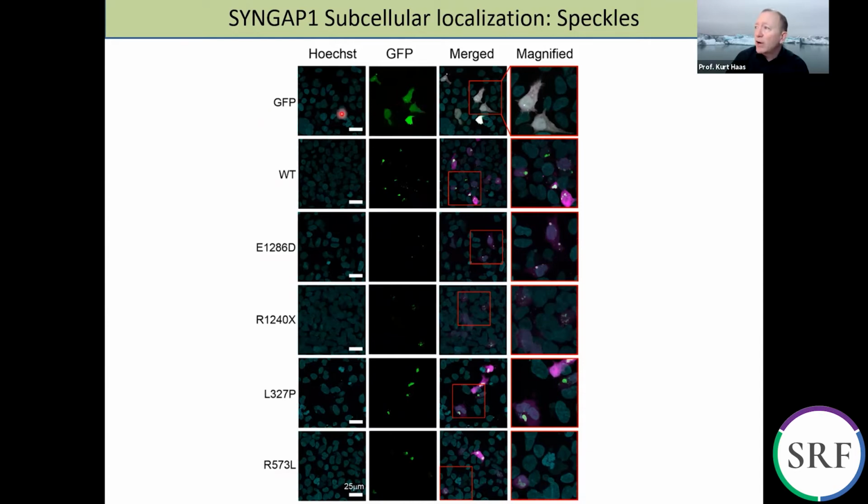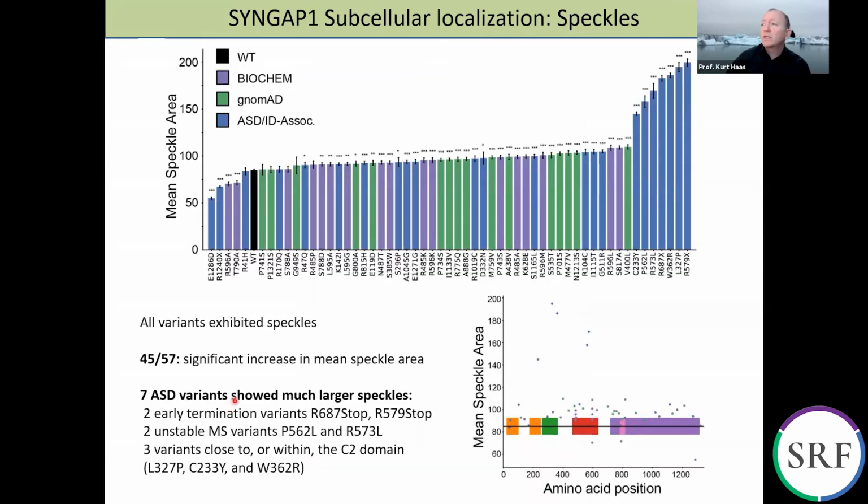On the top, these are HEK cells just expressing GFP, and you can see the GFP throughout the cytoplasm. But when we express wild type SYNGAP, we find that it localizes to puncta in the cytoplasm. And when we look at different variants, we find that there's either a decrease or an increase in the size of these puncta. So it raises the question of whether this is important for its function in neurons.